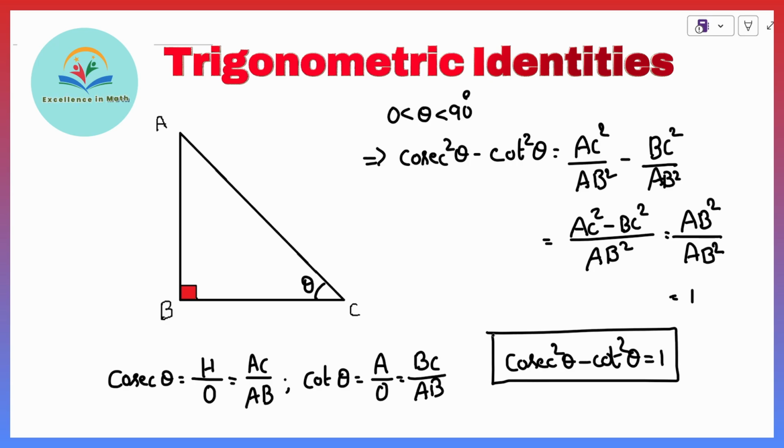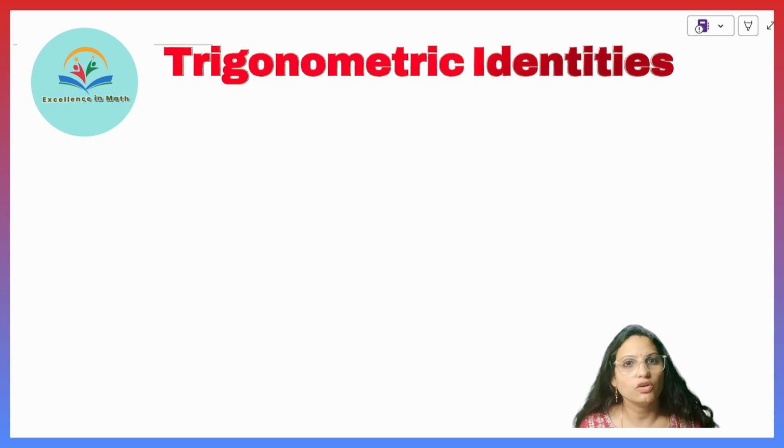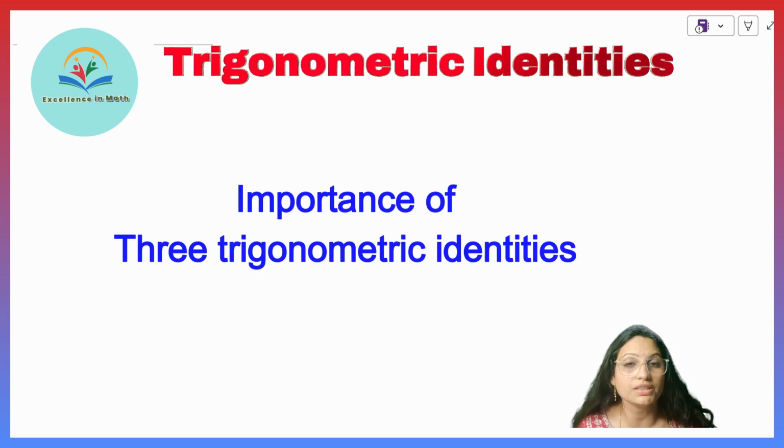Hope you are clear? These are the very important identities of trigonometric ratios, and we are going to apply these identities to solve numerous problems in trigonometry in class 10 mathematics. Are you clear? Hope you understand how the three important trigonometric identities related to these trigonometric ratios are derived with a clear visual explanation.